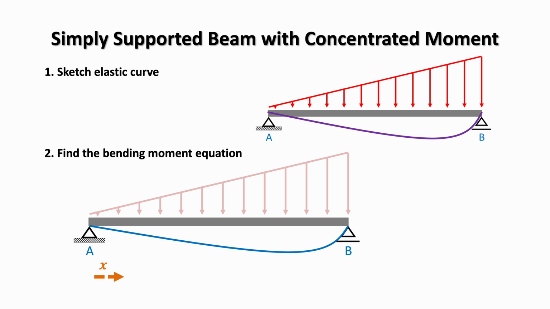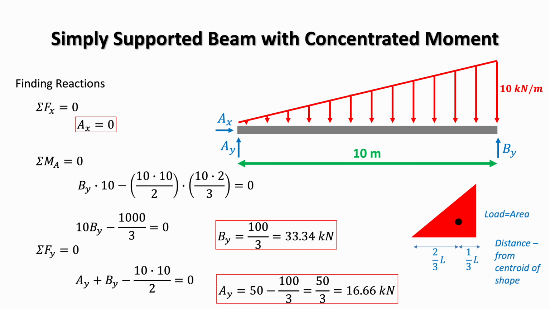To do this, we'll introduce a coordinate x measured from the left-hand support A along the span. Because the load intensity varies with position, the resulting bending moment expression will be a function of x rather than a constant or simple polynomial. Using this coordinate, we'll write the bending moment expression at an arbitrary section of the beam. Before we can do that, we need to determine the support reactions using equilibrium.